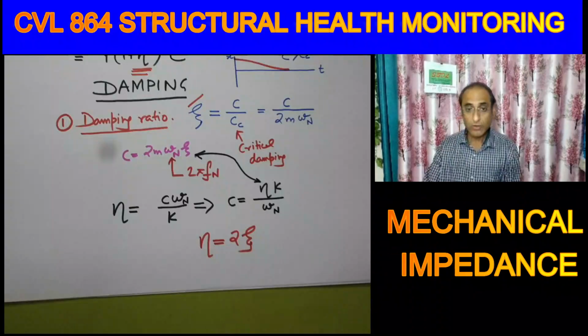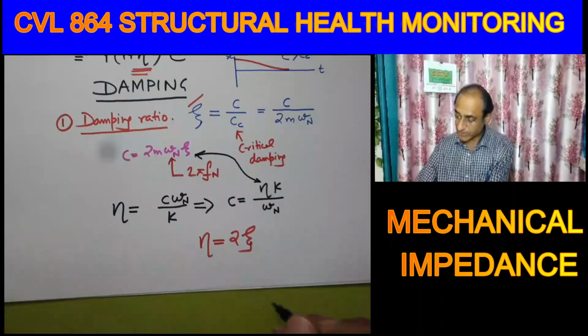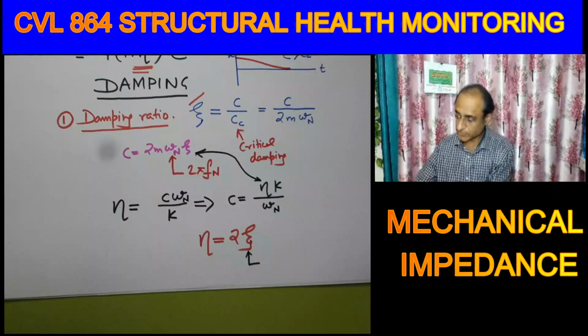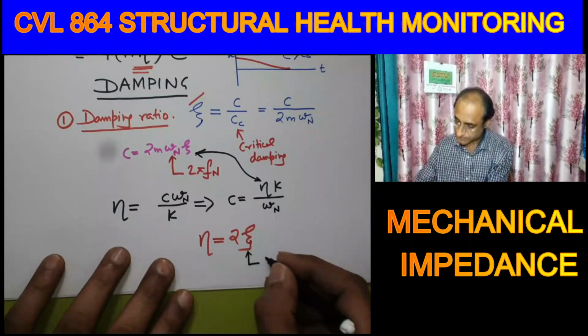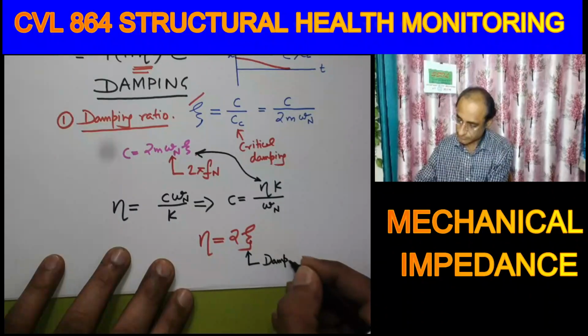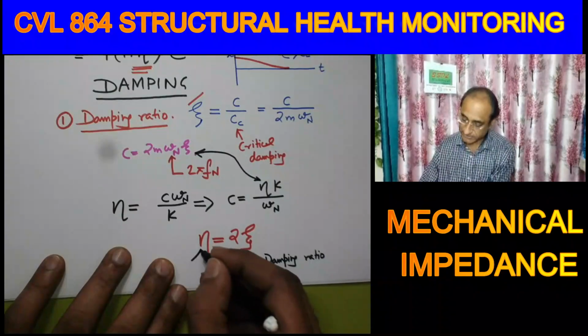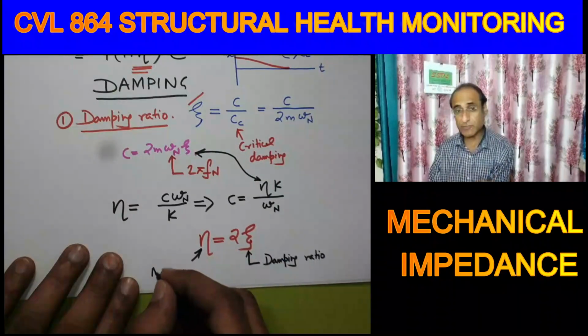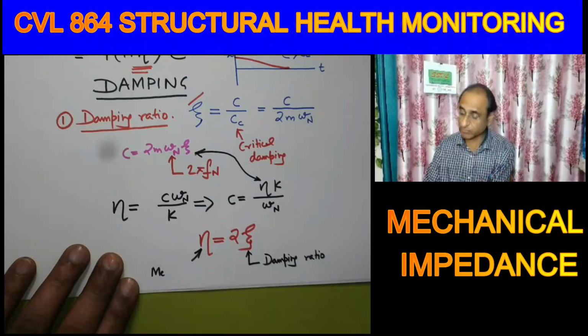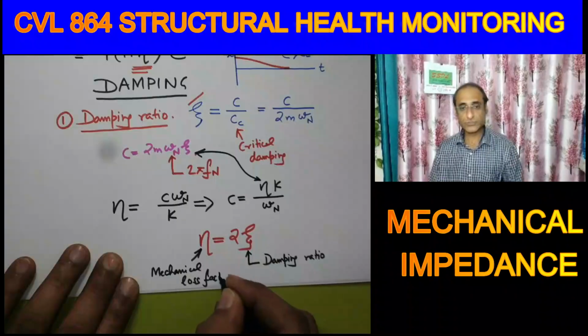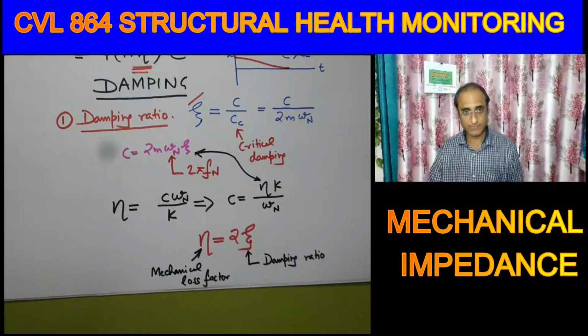So this damping ratio is based on damping relative to the critical damping. So this is called the damping ratio. And this is the mechanical loss factor. The mechanical loss factor basically makes the complex Young's modulus. So the two are totally equivalent to each other.